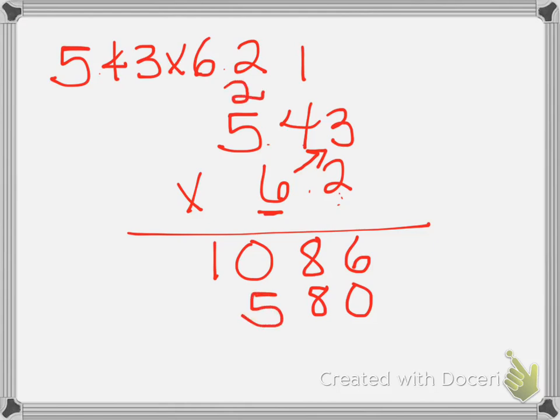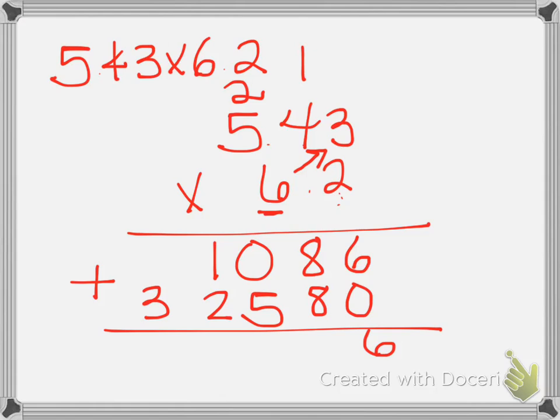Carry the 2. 6 times 5 is 30, plus 2 is 32. Okay, now I'm going to add. 6, 8 plus 8 is 16. 5 plus 1 is 6. 2 plus 1 is 3. And then bring down the 3.